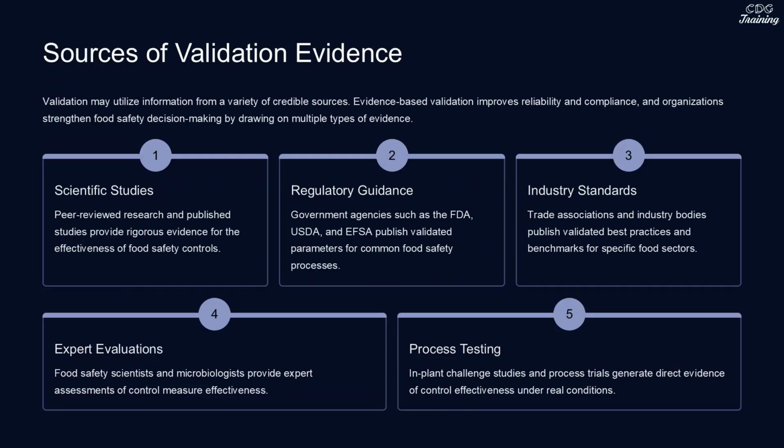Validation may utilize information from a variety of credible sources. Evidence-based validation improves reliability and compliance, and organizations strengthen food safety decision-making by drawing on multiple types of evidence. Scientific studies, regulatory guidance, industry standards, expert evaluations, and process testing all contribute to a comprehensive validation process. These sources provide rigorous evidence for the effectiveness of control measures, ensuring that food safety practices are based on sound science and industry best practices.